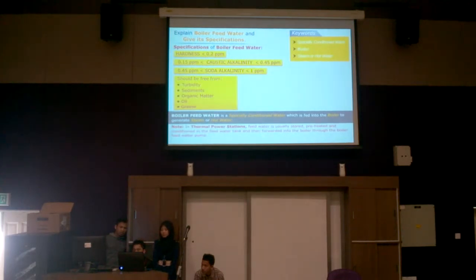Note that in thermal power stations, feed water is usually stored, preheated and conditioned in the feed water tank and then forwarded into the boiler through the boiler feed water pump.